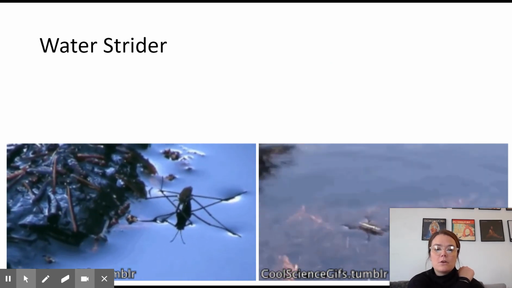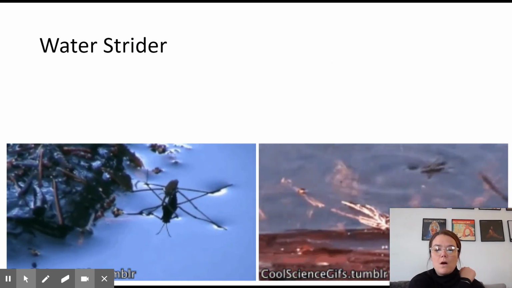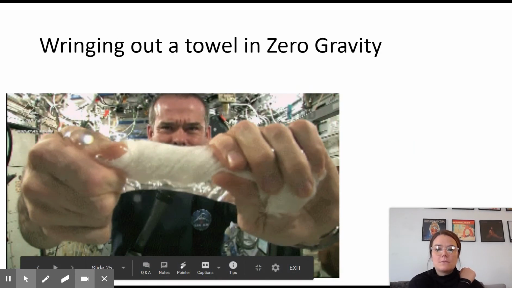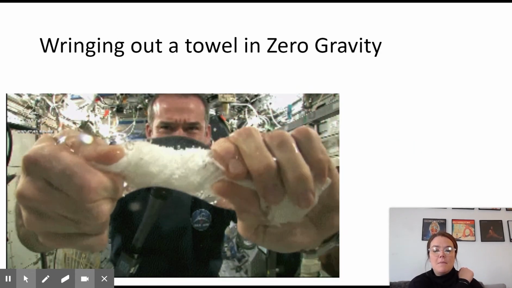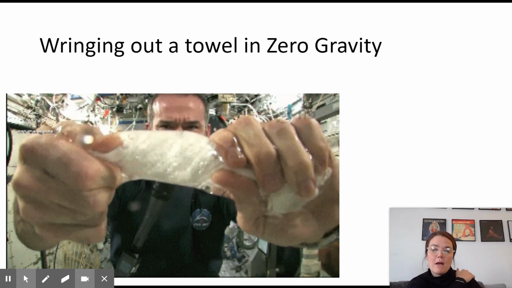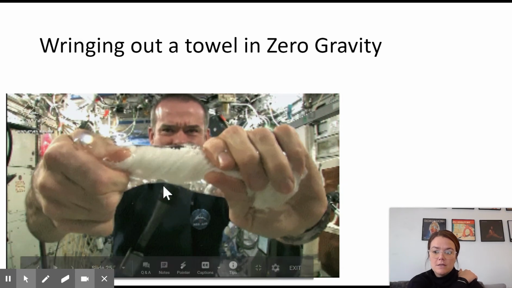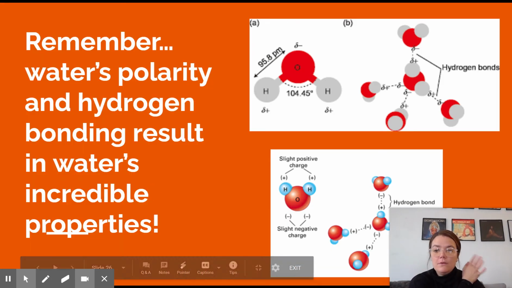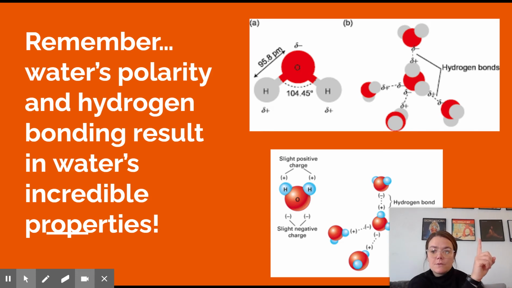Our little water strider creature that is sitting on the top of the water, we can see its cool indentations there. And then this one is really, really interesting. It's a person wringing out a towel with water in it and gravity. And we see that water sticking together there without getting him all wet. So all of those can be directly tied to the fact water is polar and to the fact that water hydrogen bonds to other water molecules.